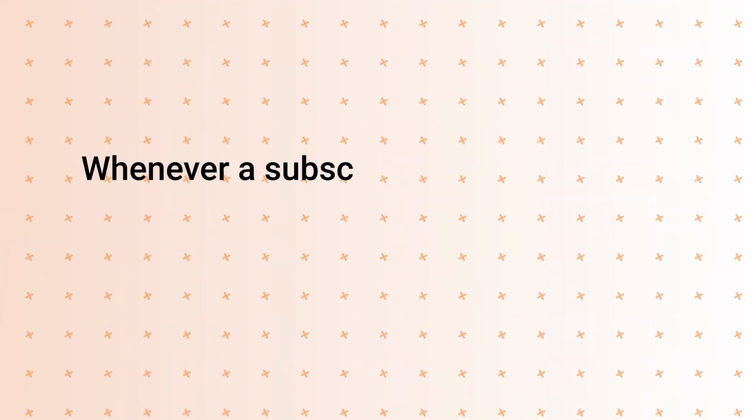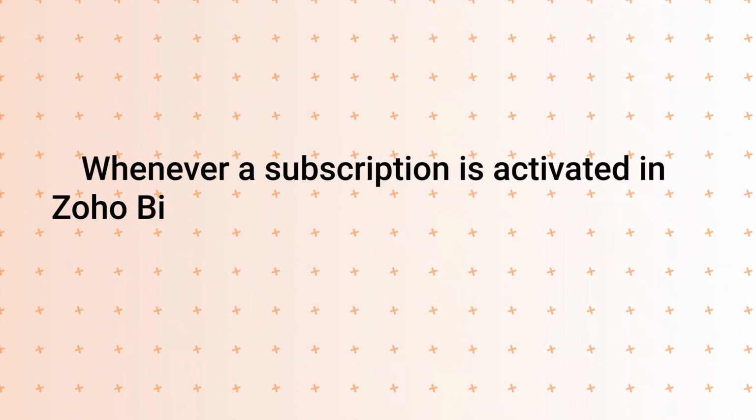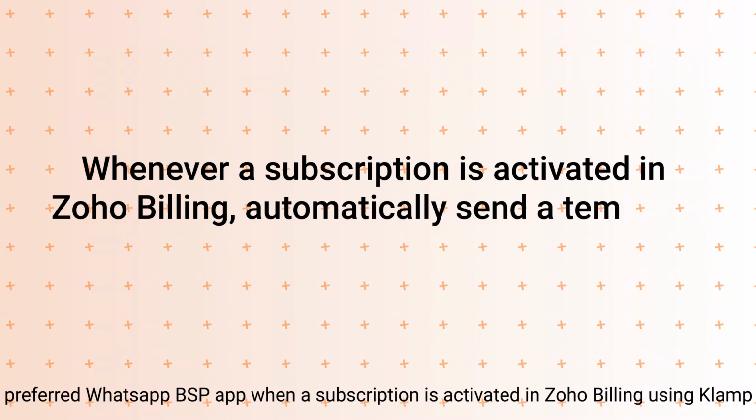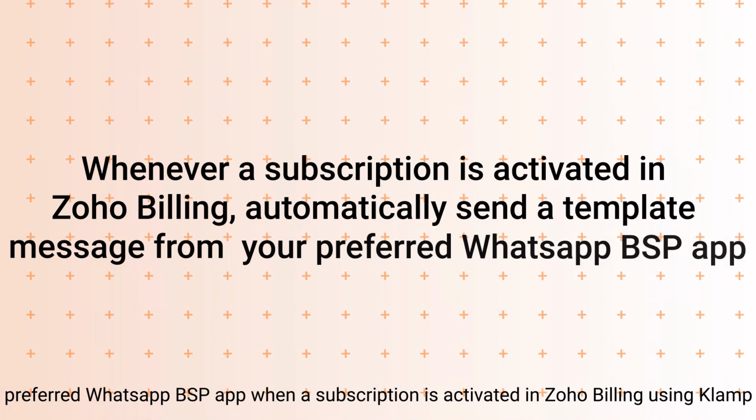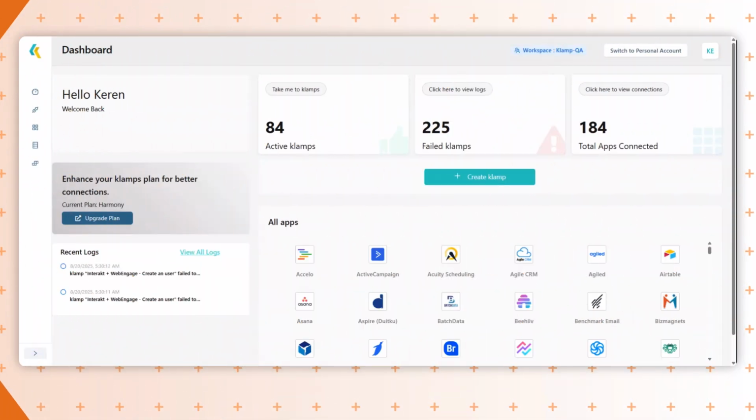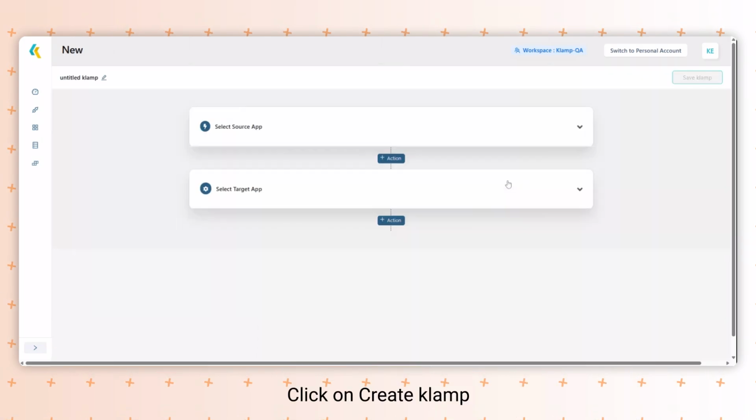Hi everyone, in this video, you'll learn how to automatically send a template message from your preferred WhatsApp BSP app when a subscription is activated in Zoho Billing using Klamp. Let's get started. Click on Create Klamp.